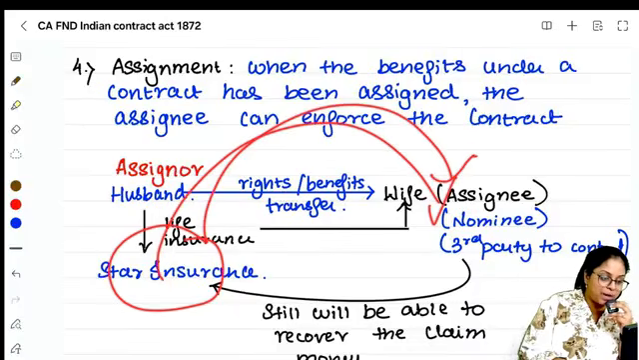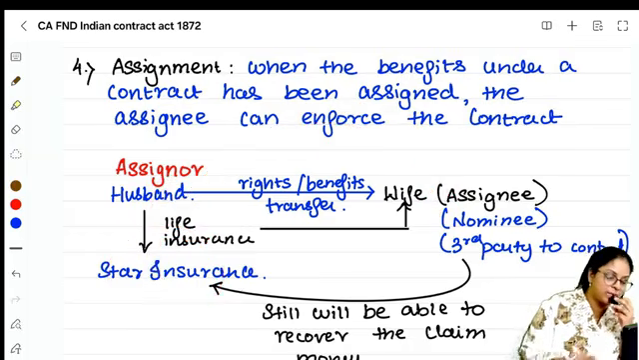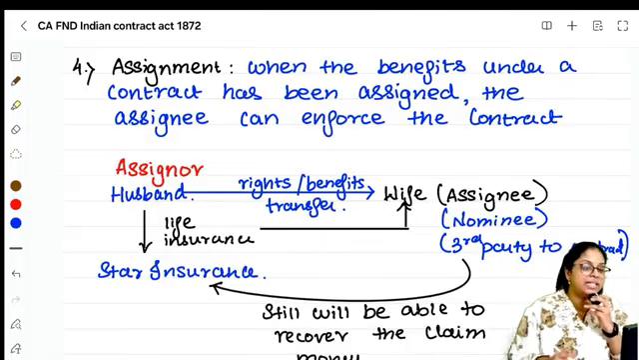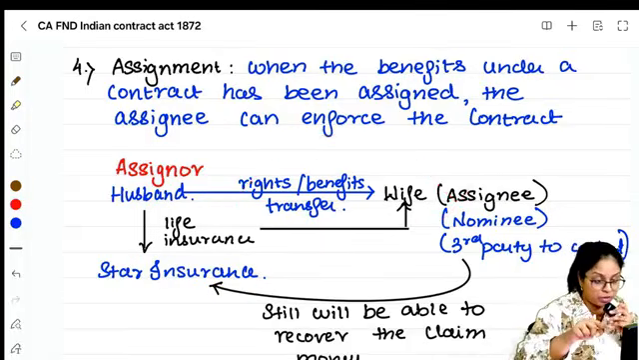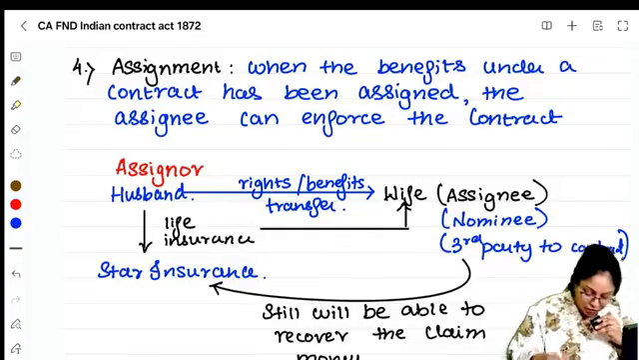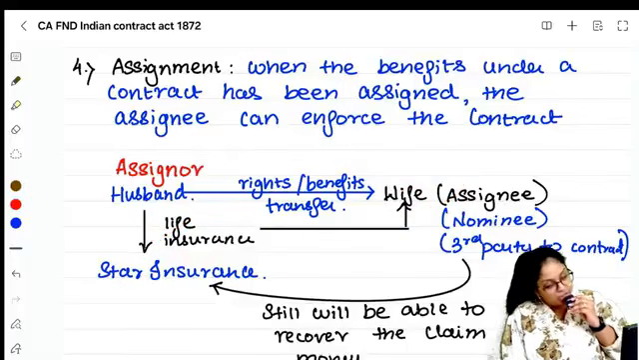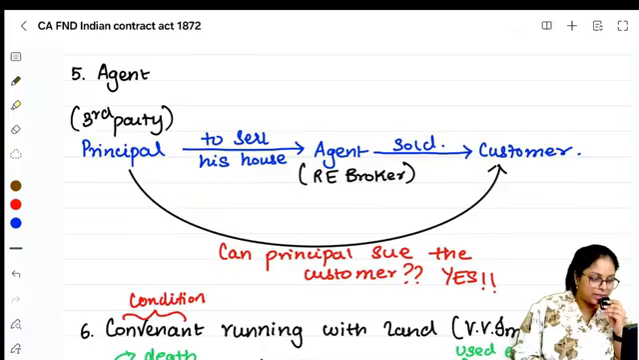Can the insurance company say the contract happened between me and your husband only, so we will pay the amount only to the husband? How can you pay it only to the husband? That guy is dead, so you have to pay it to the wife. If the insurance company does not pay it, the wife has every right to go to the court. Your wife is not a party to the contract. The contract happened between the husband and Star Insurance only, but the wife can still go to the court. Is that clear?